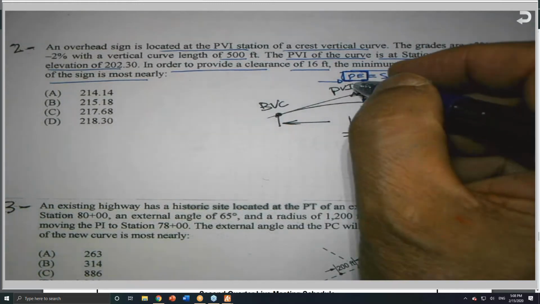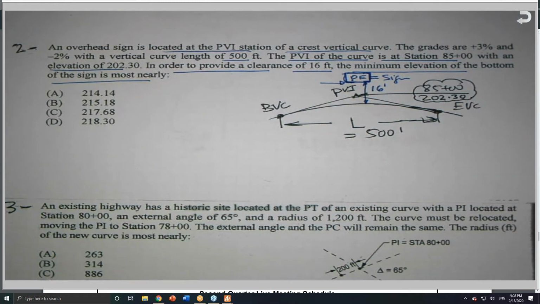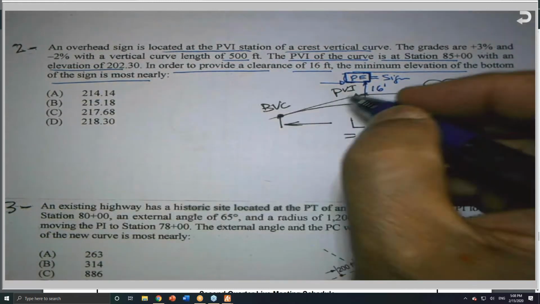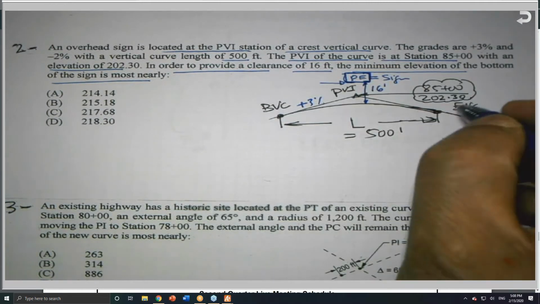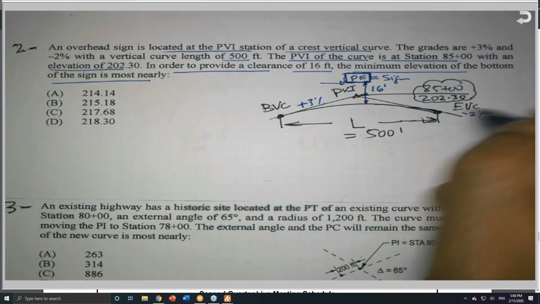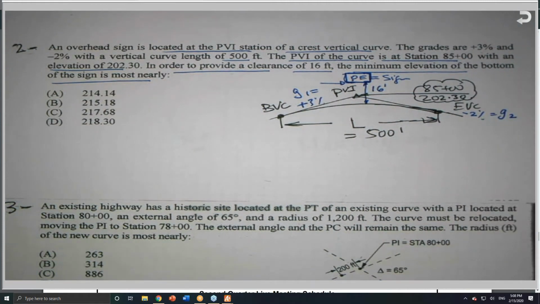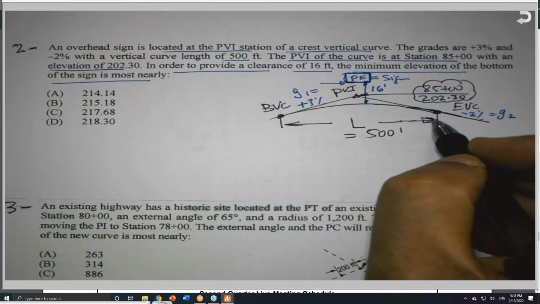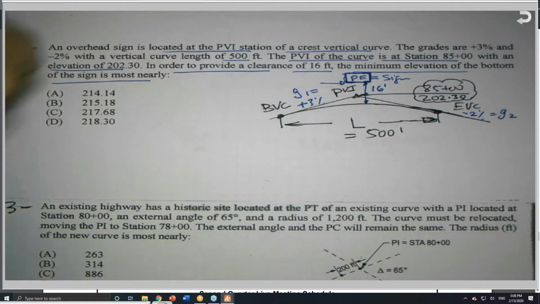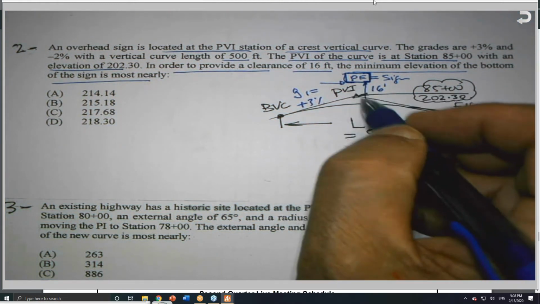Okay, so we need the elevation here. The grades are given, by the way. This is plus 3%, and this is minus 2%, which is G1 and G2. Do you remember G1? And this is G2. The grades are given, the entering grade and the exiting grade, and the curve length. So this station is given, which is the PVI, where the sign is.